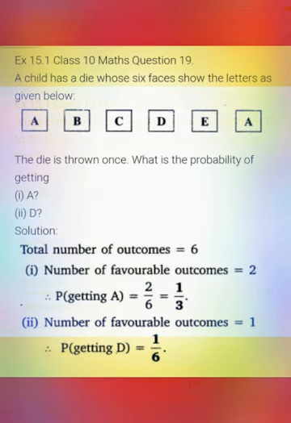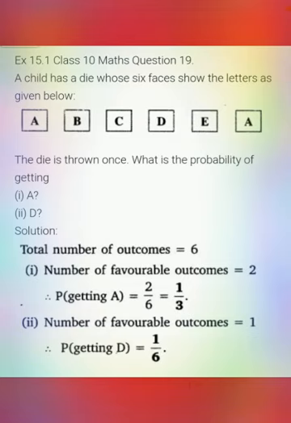Okay. Now let us do the next question, question number 19. A child has a die whose 6 faces show letters instead of numbers. This die shows the letters as given below. What are those letters? A, B, C, D, E and again A. The first 5 alphabets A, B, C, D, E, and instead of the 6th alphabet F, A is repeated.